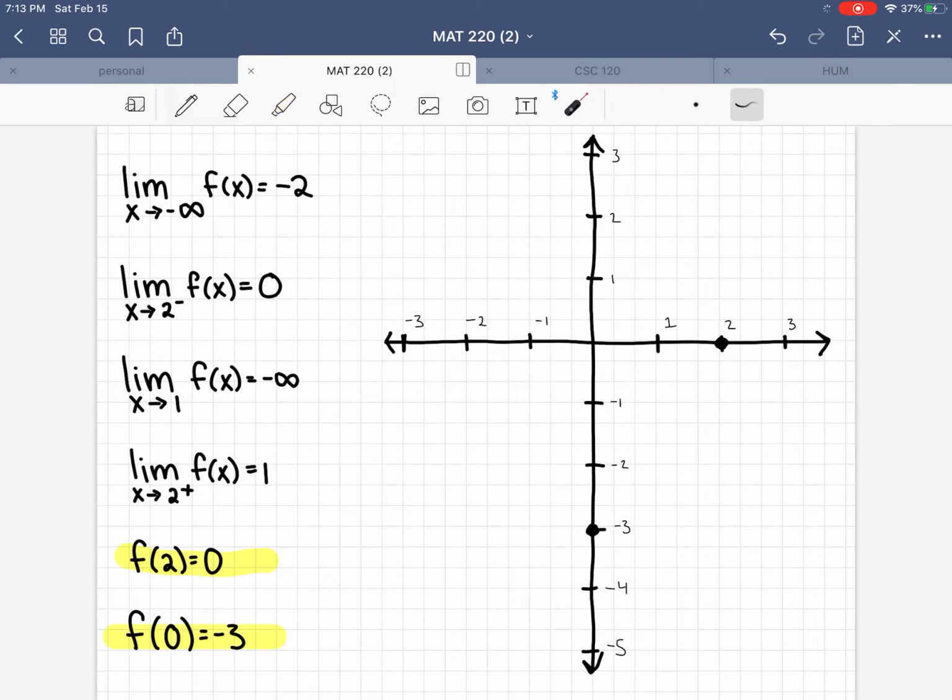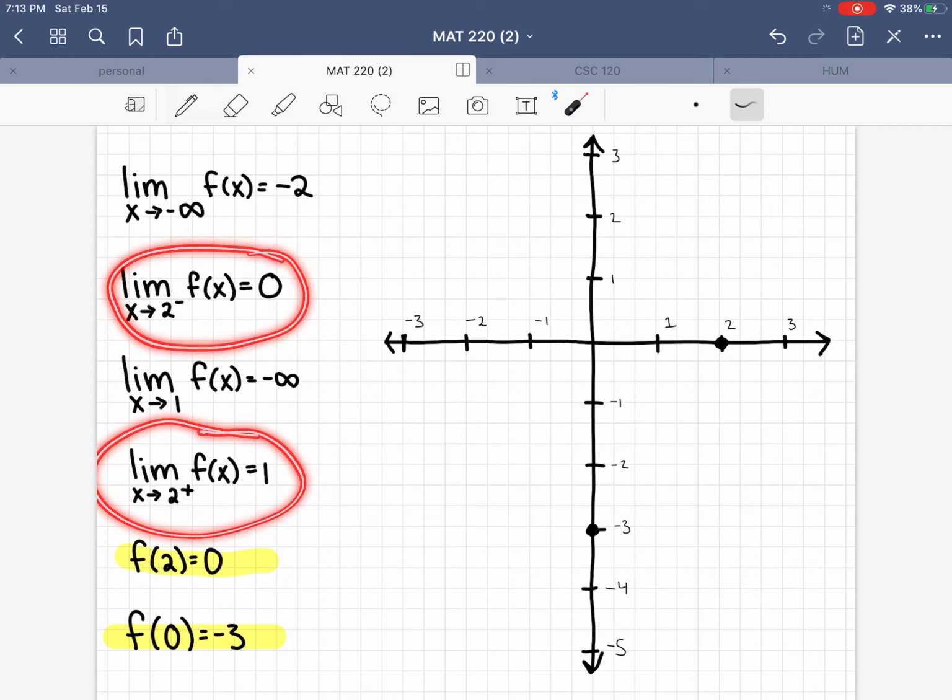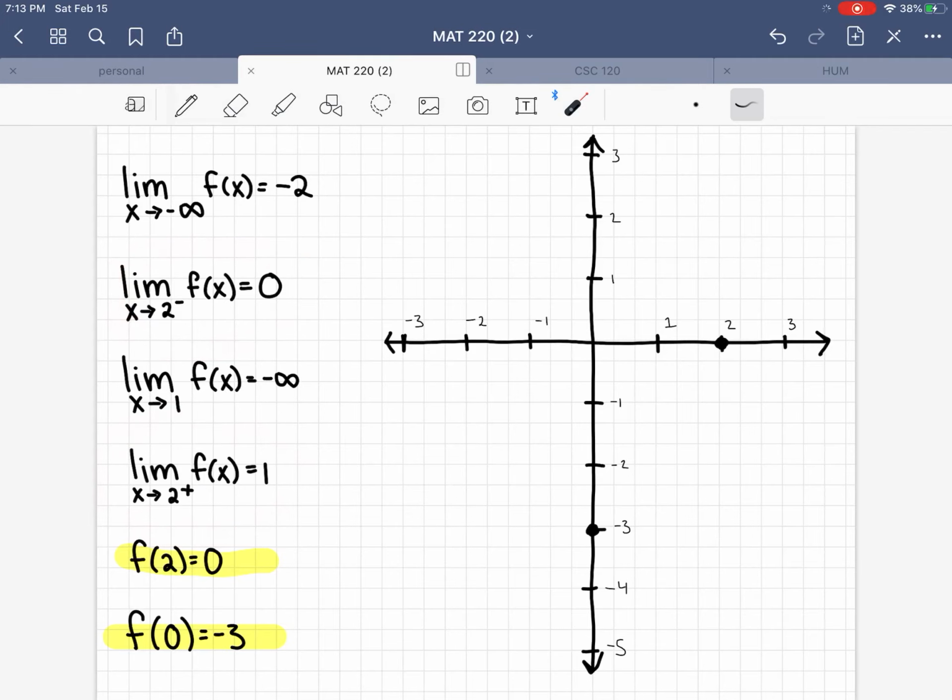Our next part is that I think it's always good to start with the pieces that refer to those points that we just plotted. We did plot x equal to 2, so we actually do have some limits as x is approaching 2. So I think we should start there.